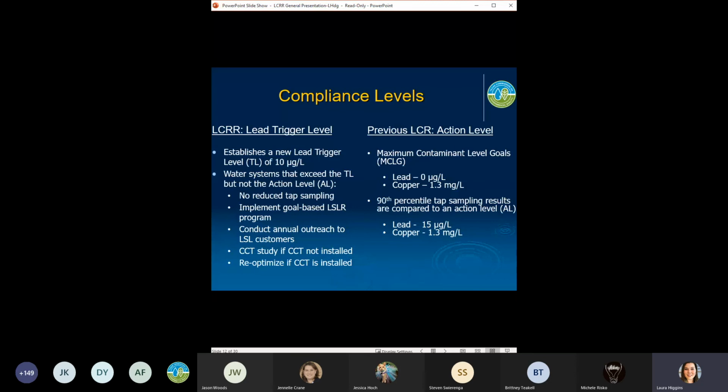So the LCRR establishes a new trigger level at 10 micrograms per liter, which is in addition to the current action level of 15 micrograms per liter. Water systems that exceed the trigger level but not the action level will not qualify for reduced monitoring and must sample annually at the standard number of sites. Additionally, they must implement a goal-based lead service line replacement program, conduct annual outreach to lead service line customers, implement a corrosion control study if corrosion control treatment is not already installed, and re-optimize their treatment if corrosion control treatment is already installed.